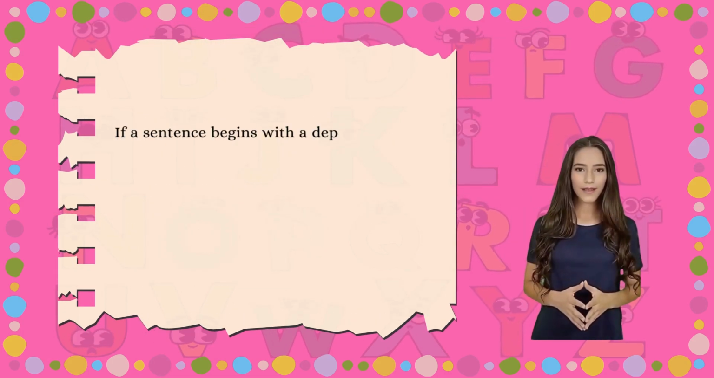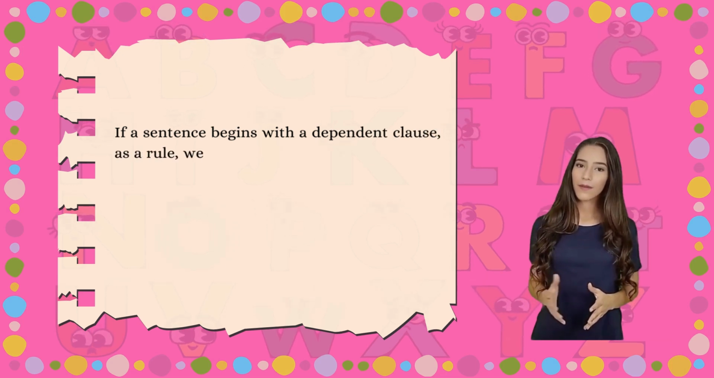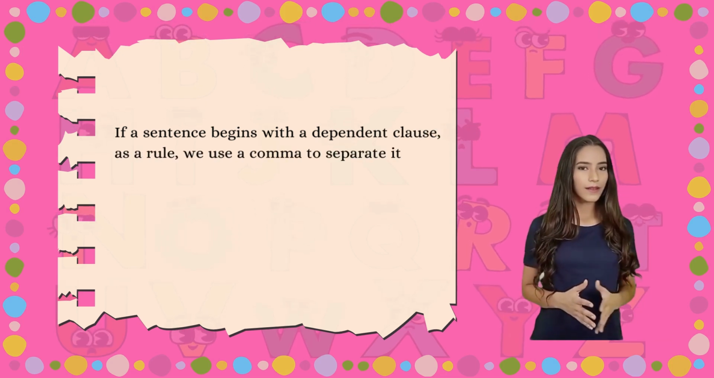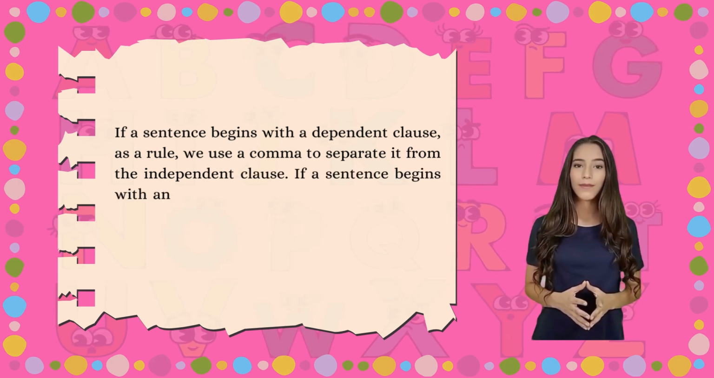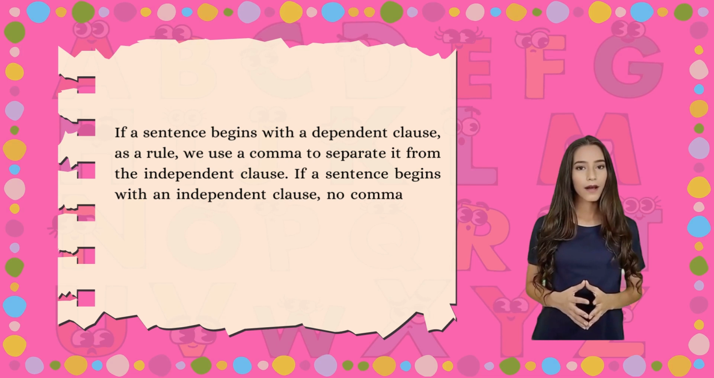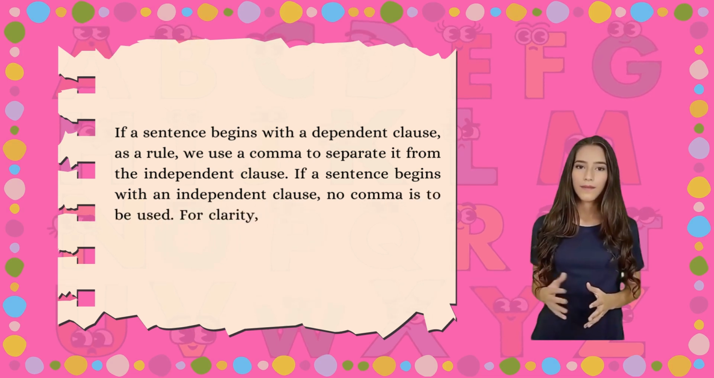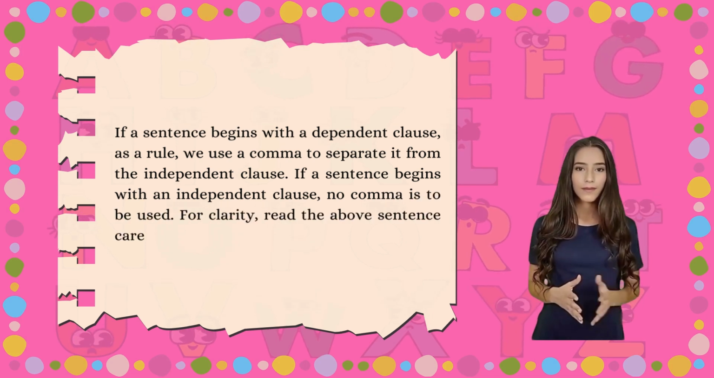If a sentence begins with a dependent clause, as a rule, we use a comma to separate it from the independent clause. If a sentence begins with an independent clause, no comma is to be used. For clarity, read the above sentence carefully.